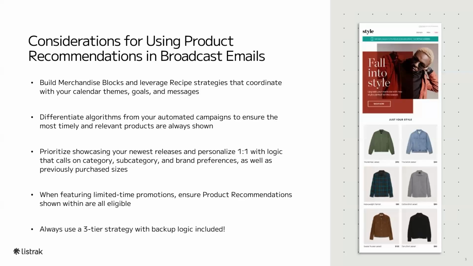Something that's also very important when you're building your broadcast messages and inserting product recommendations: the product recommendations headline should always align with the products that are going to be shown. In the example on the right, you can see that it says "just your style." And that's using a personalized recipe to show something that is picked just for me, for that end user, and they're seeing that. If you're doing something that's very specific to a category and all of the products are going to be in that specific category, make sure that the headline aligns with that strategy.